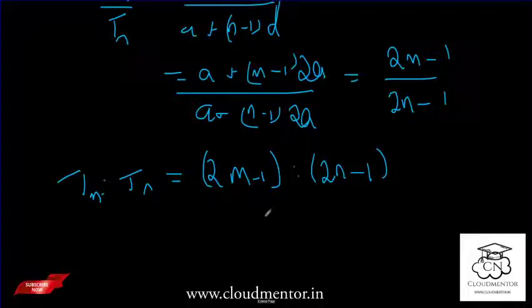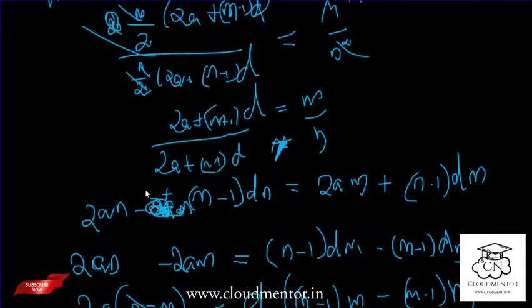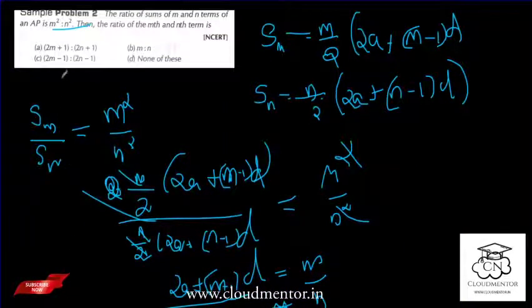There must be this option. Yes, let's look at it. Is 2m minus 1 is to 2n minus 1. There is, option C is the right answer. Okay. So let's move to the next question.